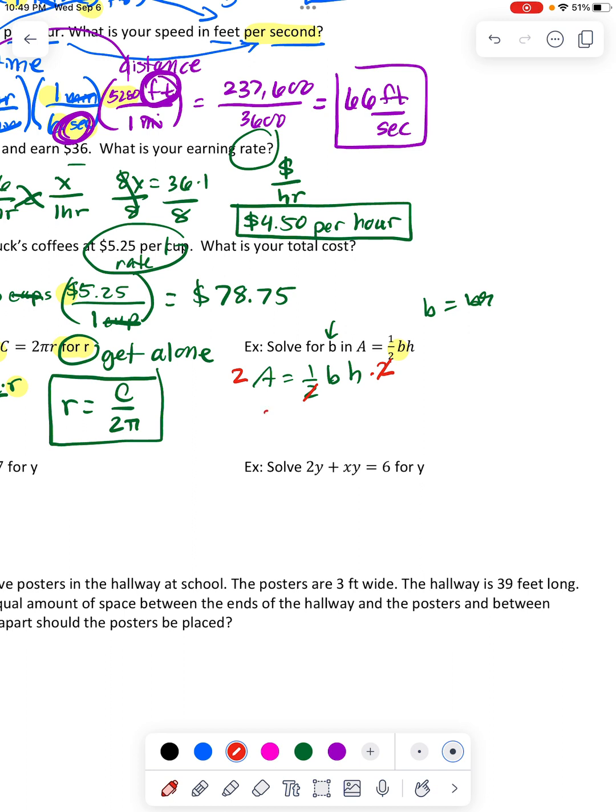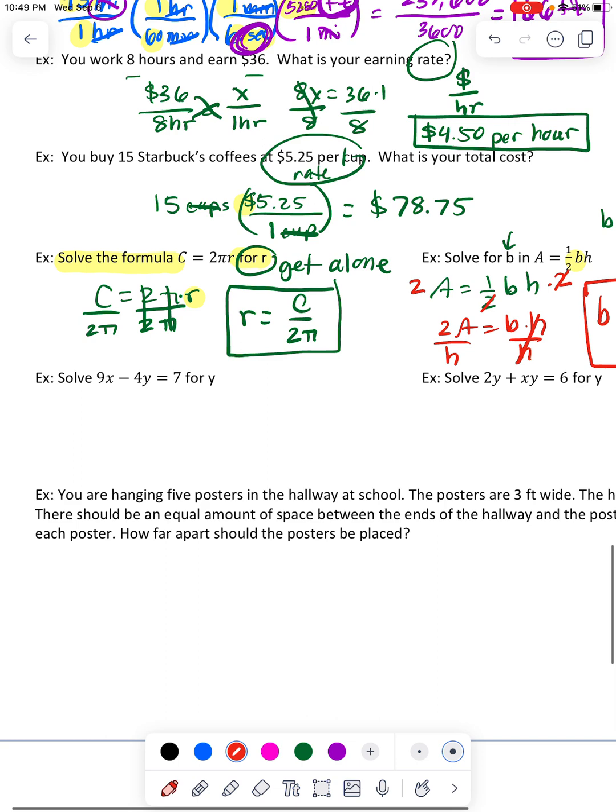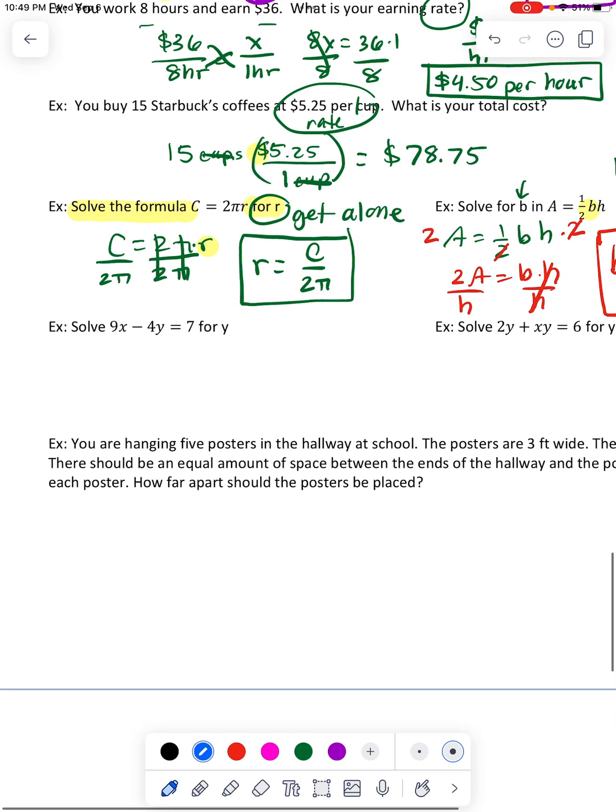So now I have 2A equals B times H, and I'm still trying to get the B alone. To do that, I have to undo the multiplication using division. So B equals 2 times capital A over H. And this gets used a lot more in science when you're rearranging formulas in physics, for example, but you're solving for a variable. So here, solving for Y means get Y alone.